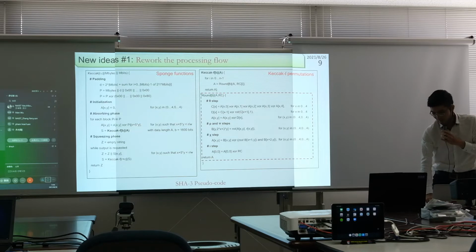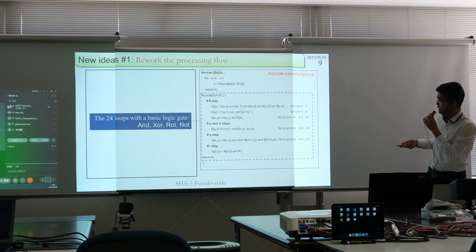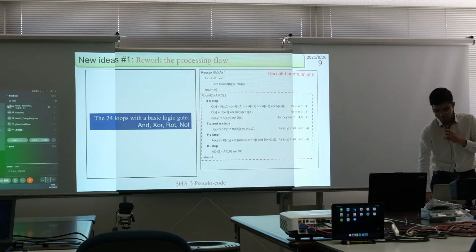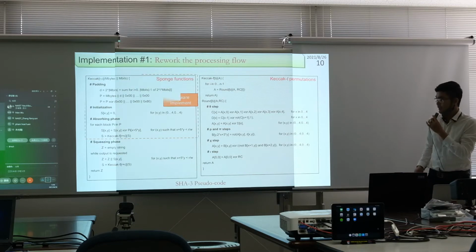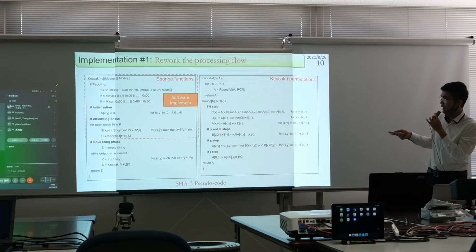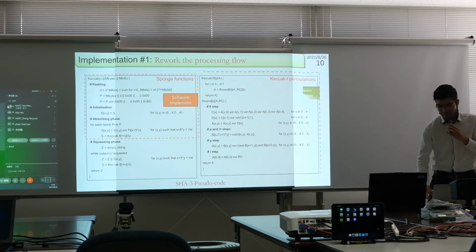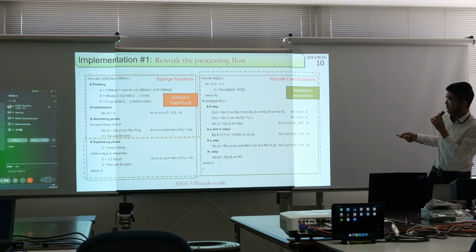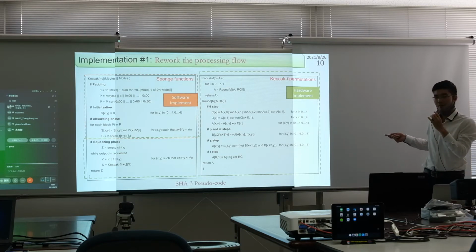And the other thing, the K-cap permutation, includes 24 loops with basic logic gates, which you can see here are only AND, XOR, rotate, and NOT. So that's why, to make this the most efficient for my design, I will apply the padding and absorbing phase in the software. And the other part I will implement on the hardware.